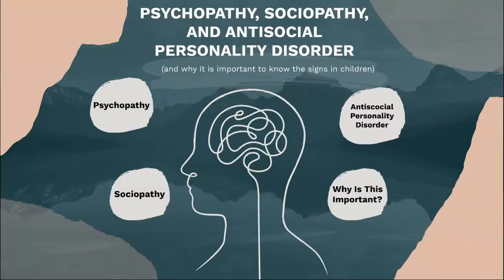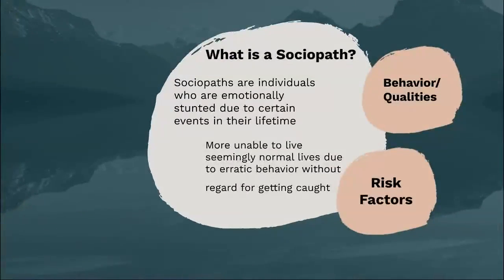Next, I'm going to go over sociopathy. Sociopaths are individuals who are emotionally stunted due to certain events in their lifetime. They are more unable to live seemingly normal lives due to erratic behavior without regard for getting caught. So, in contrast to a psychopath, sociopathic behavior is mostly a result of social concepts or some sort of traumatic event.